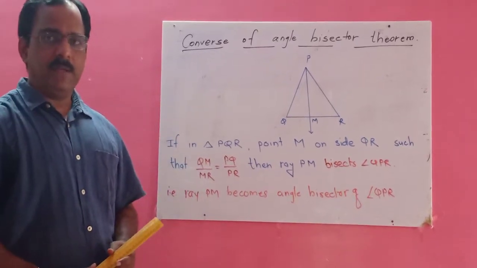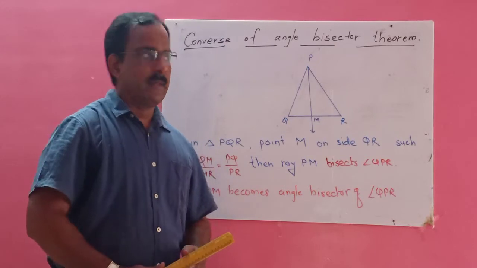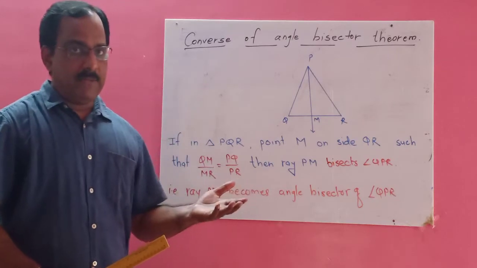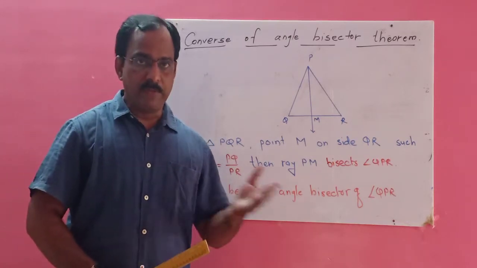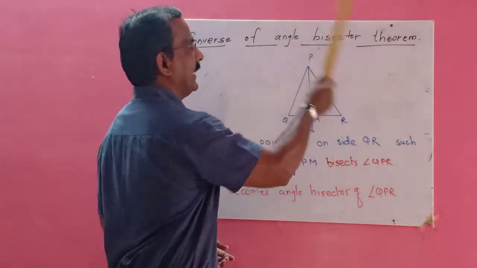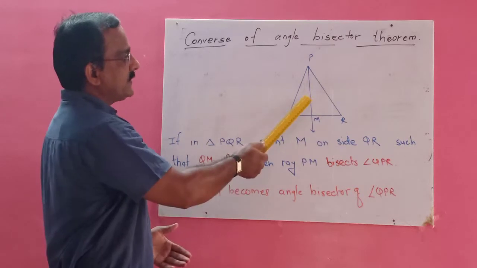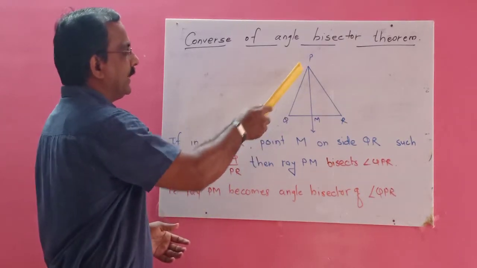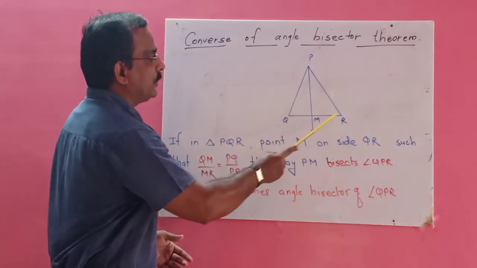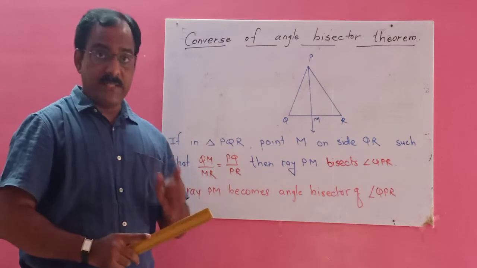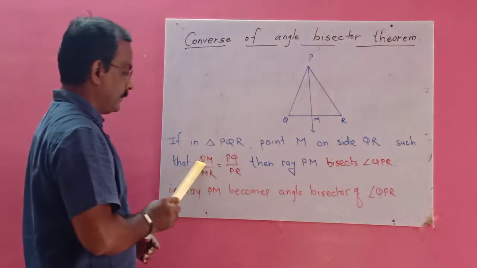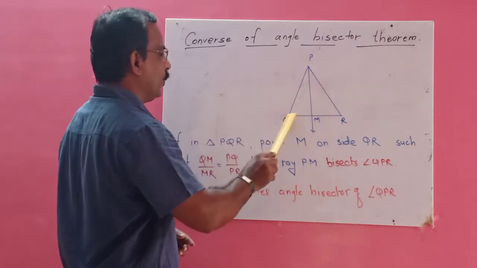So children, we have done the angle bisector theorem and I have given you three examples of how to apply it. Like we have done the converse of BPT, in the same way, here we have the converse of the angle bisector theorem. Just see in this, in triangle PQR, point M is on side QR, such that the ratio QM upon MR is equal to PQ upon PR.